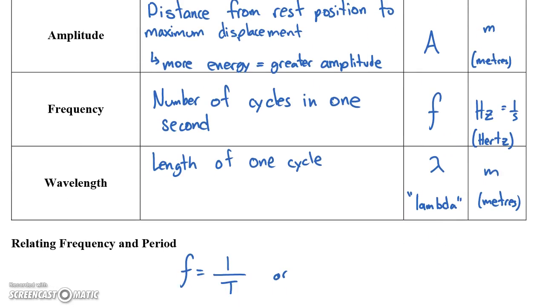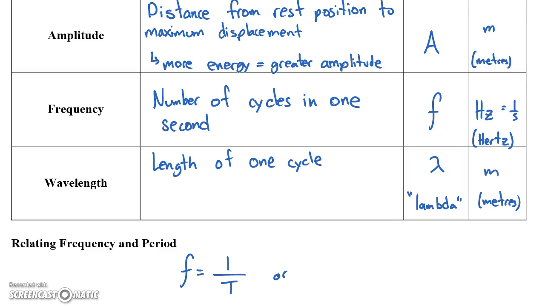Wavelength, we have the length of the cycle measured in meters, but this is the only one that has a different symbol, and it's the Greek letter lambda. And it kind of looks like an upside down Y. It's got a little bit of a tail on the top of it. What's important, though, is knowing how to use all of this stuff and how to relate them together.